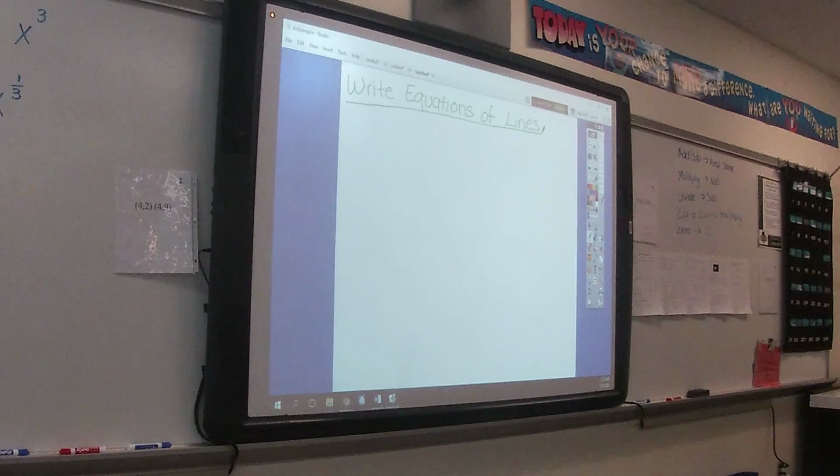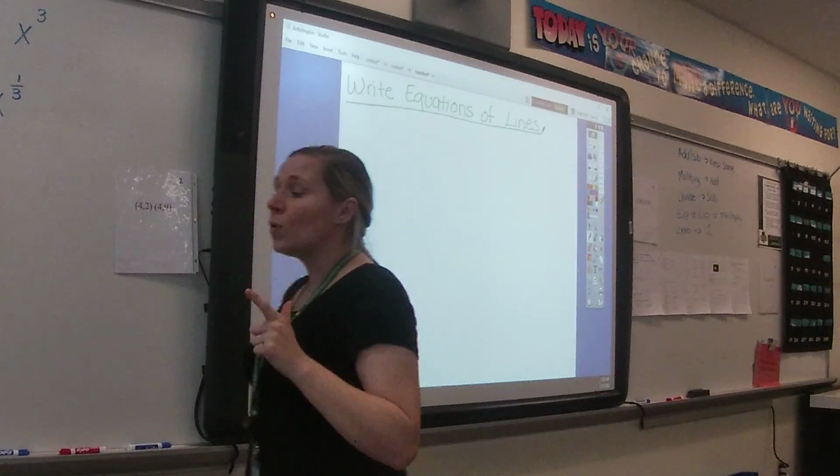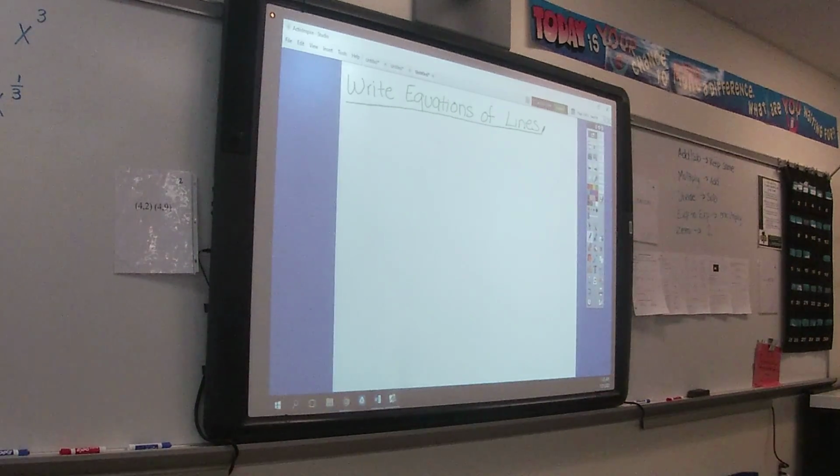We said that we could write the equation of the line if we were given a slope and a y-intercept. That was option 1 on Friday. So if we were given a slope and a y-intercept, what form did we use to write the equation of the line? Slope-intercept form, which is y equals mx plus b.